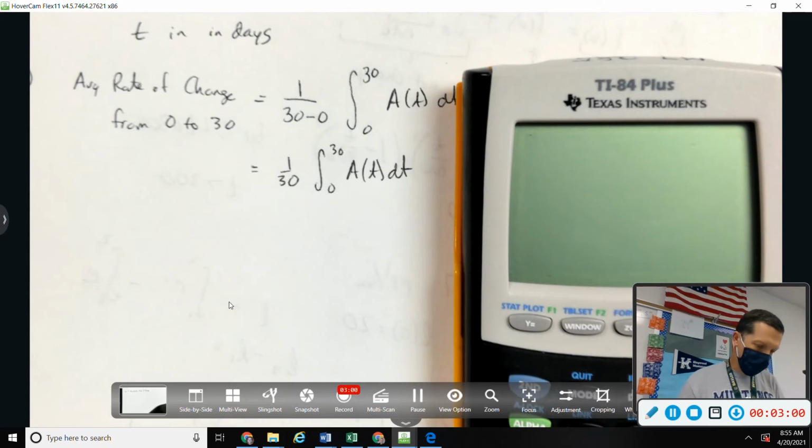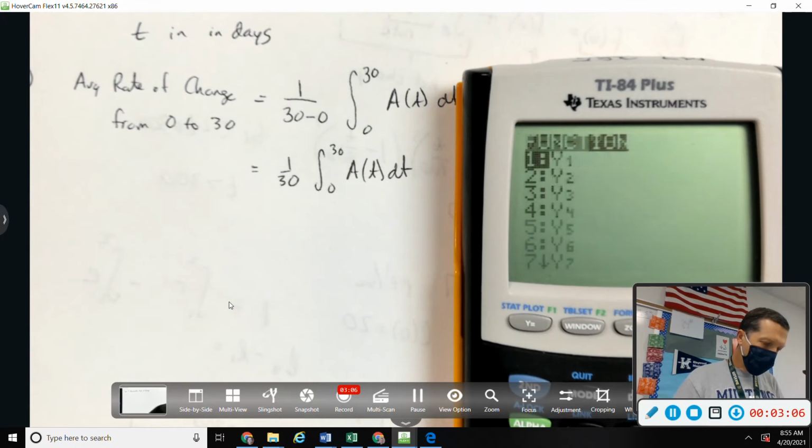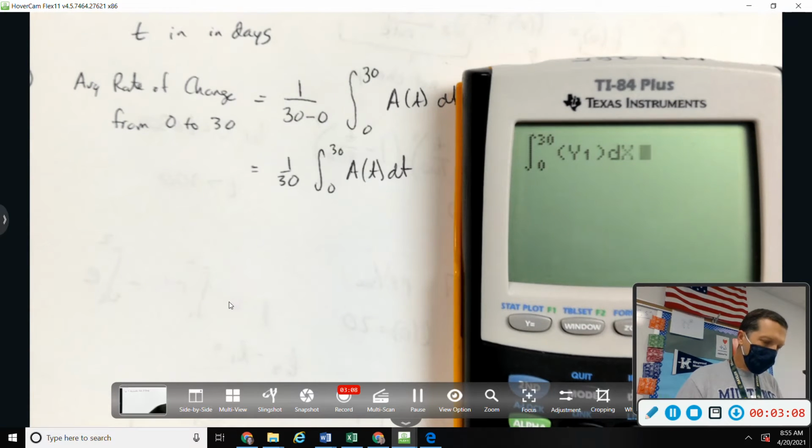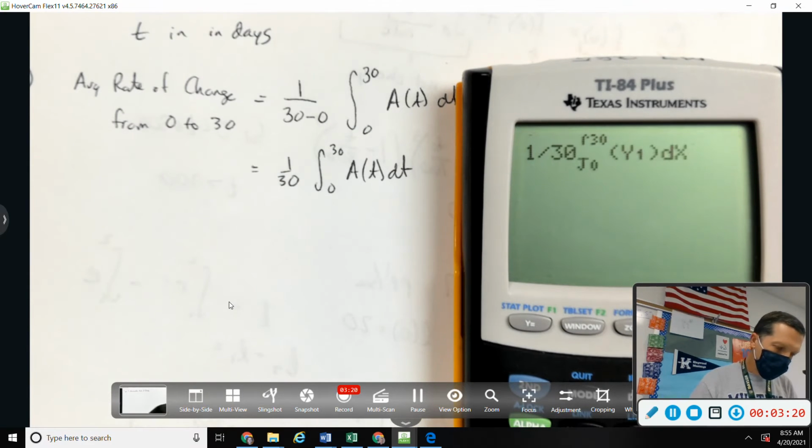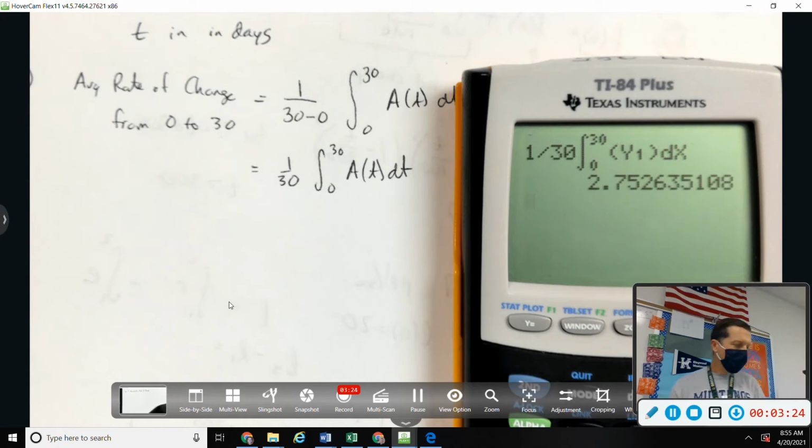So, integral, math 9, 0 to 30 of y1. Be careful, I didn't put the over 30 yet, so I can press enter and then divide by 30. I guess I could have put it at the very beginning, like that, so I don't forget it. So the average value of leaves in the pile.